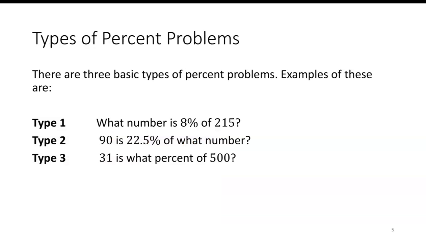All right, there are 3 types of percent problems that we'll be looking at, the 3 basic types, and it depends on what you're solving for. Every percent problem has an amount, a percent, and a base. Type 1, the amount is missing, but you're given the percent and the base. So what number is 8% of 215? Type 2, it's the base that's missing. So 90 is 22.5% of what number? And then type 3, the percent is what's missing. So 31 is what percent of 500? For all these, you have 2 of the 3 pieces of information, and you use what you have to solve for the third piece.